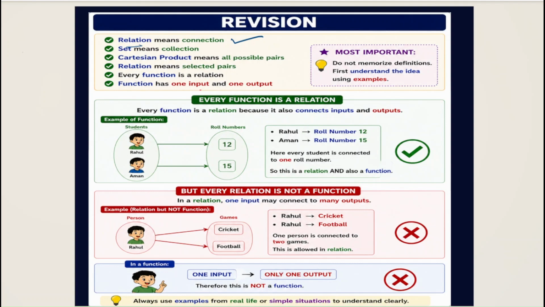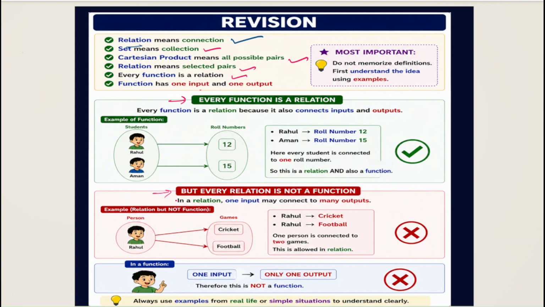We have gone through what is the meaning of set, then what is Cartesian product, relation, and what is the meaning of function. And the very important term for MCQ purpose: every function is a relation, but every relation is not a function. These are the two true statements. So statements can be given and the question can be asked, right? So I hope it is clear to you.